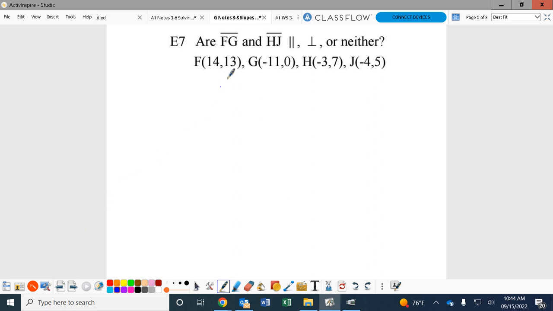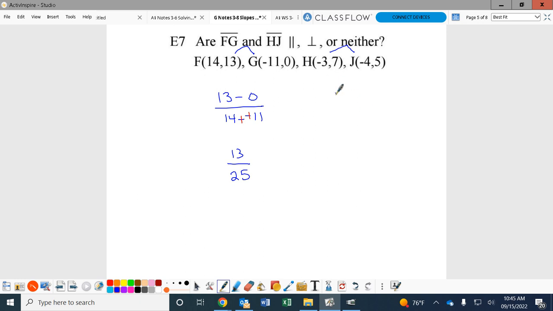Okay, so from here, again, we're doing F and G, H and J, so we're doing these two and these two. We need to find slope. Guys, this should not take you that long. You take the y's, 13 minus 0. You take the x's, it's going to be 14 minus -11. The double negative turns into a positive. And what would your answer be for that side? 13 over what, I'm sorry? 25. Perfect. See how quick we just did that.